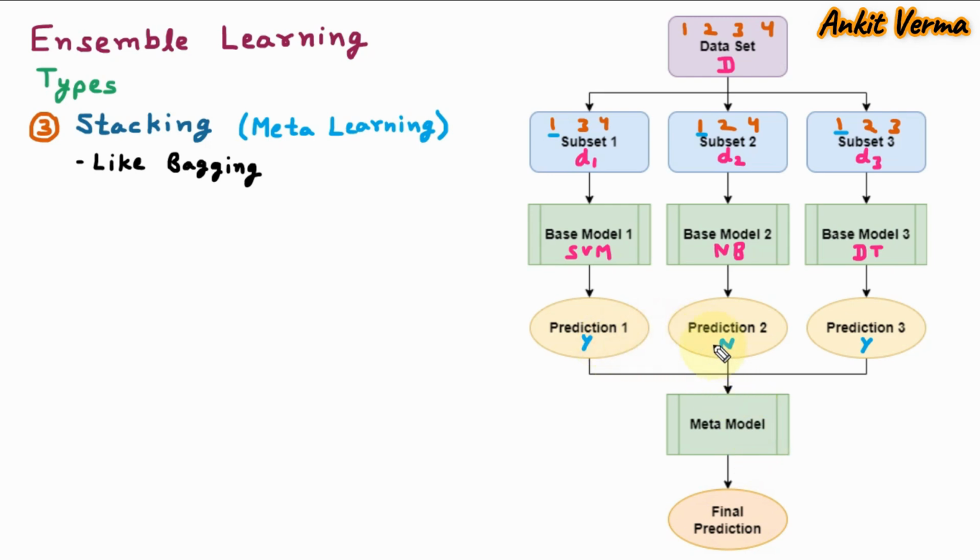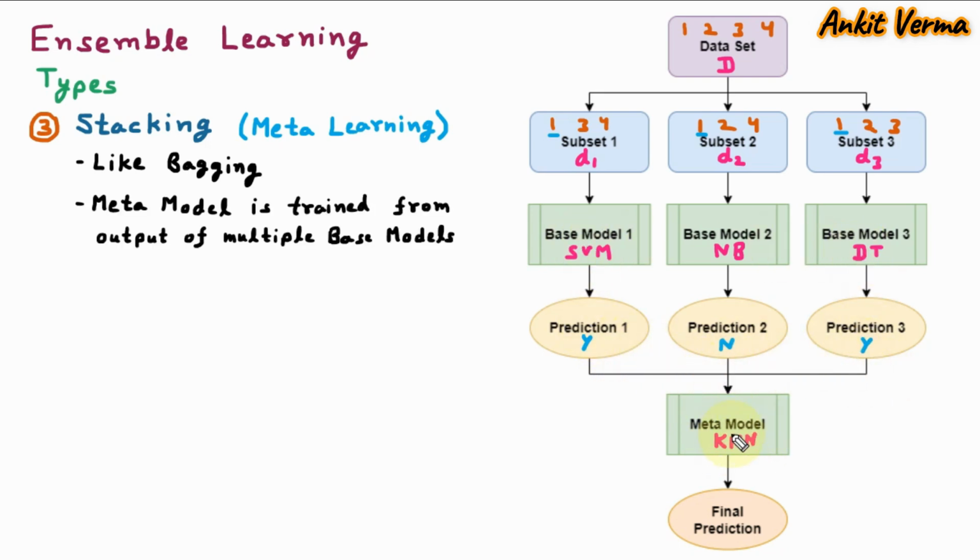So these 3 individual predictions are again given to the meta model, which is the best model, and that will do the final prediction. Let's assume that k nearest neighbor is our meta model. The meta model is trained from the output of multiple base models, and from this meta model we take the final prediction. This is called meta learning or stacking.